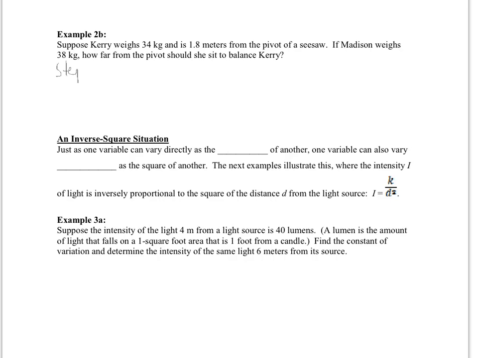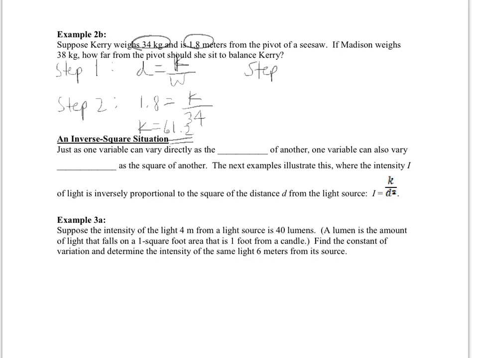So step 1, we need to write that general equation. D, distance, equals K over W, because they're inversely related. Step 2, let's solve for K. We know Carrie is 1.8 meters away, so 1.8 equals K over, and Carrie weighs 34 kilograms. If we solve for K, K equals 61.2, because I multiplied 34 by 1.8.